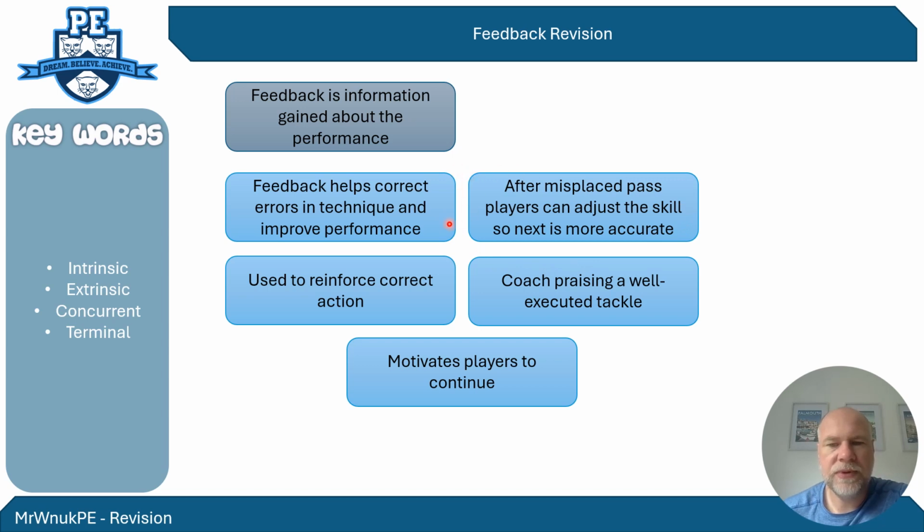So an example would be after a misplaced pass, a player could adjust the skill so that next time they're more accurate. And you could use various examples. You could substitute pass for tackle, shot, interception, anything, and use exactly the same wording. Depends on, I suppose, the exam question that you get faced.